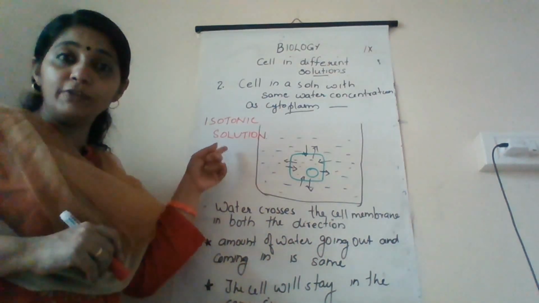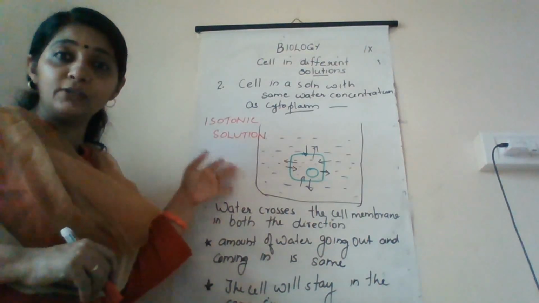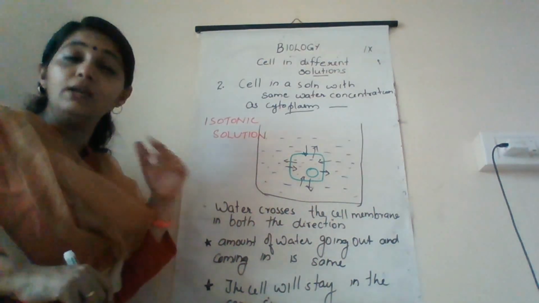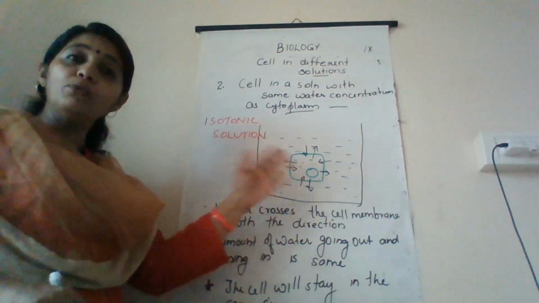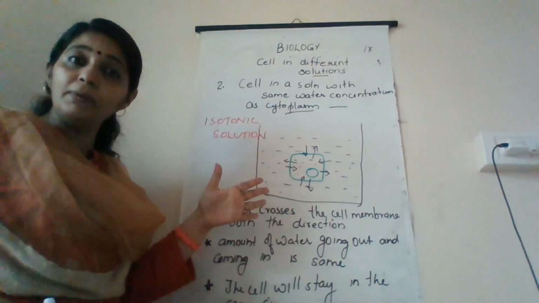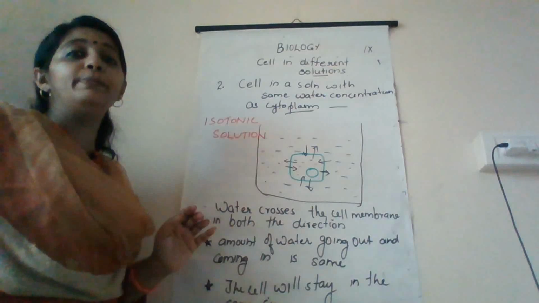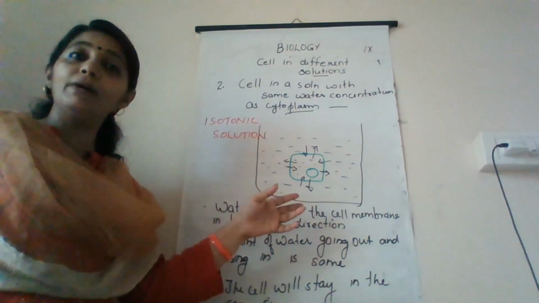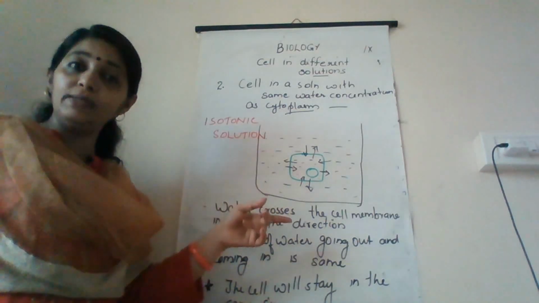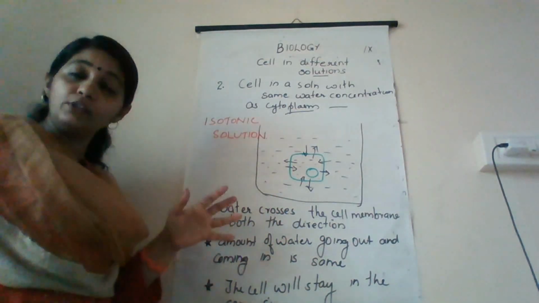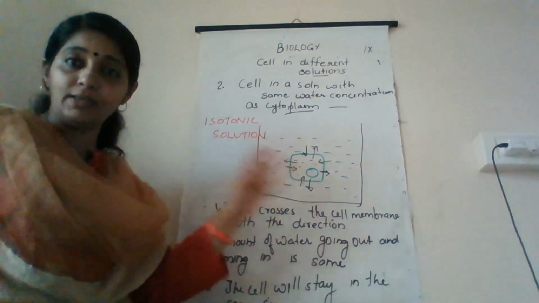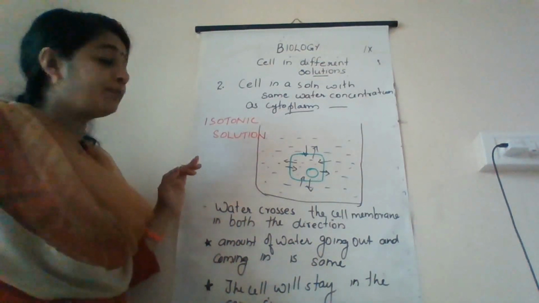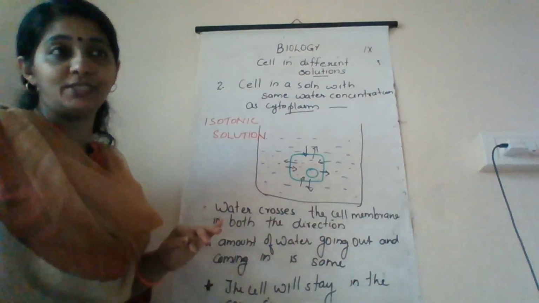So such a solution we call an isotonic solution. What will happen to a cell which is kept in an isotonic solution? Nothing will happen. The water will move in and out through the plasma membrane, and the amount of water moving in and out will be the same, so the size of the cell will remain the same. Nothing will happen to the size of the cell. That is what an isotonic solution is.